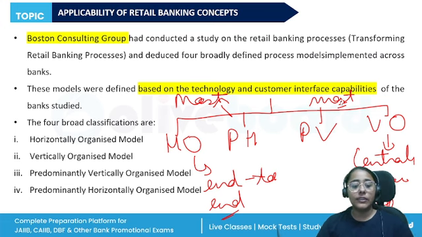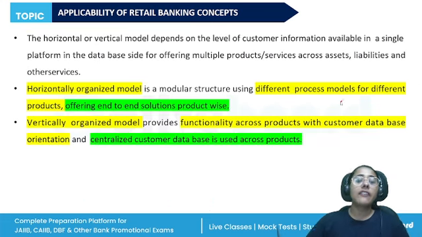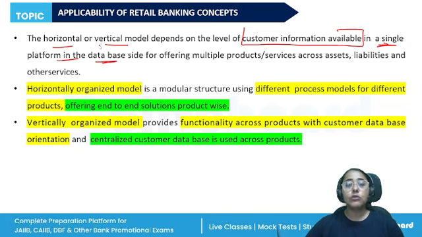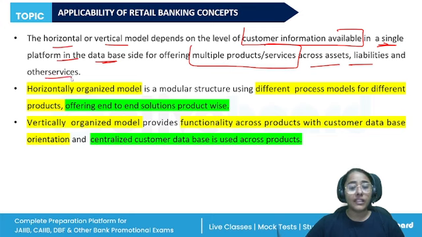Now let us go through them. First, we have the horizontal and the vertical model. Both of them depend on the level of customer information available in a single platform in the database. Can we use the same information for offering multiple products or services across assets, liabilities, or other services?